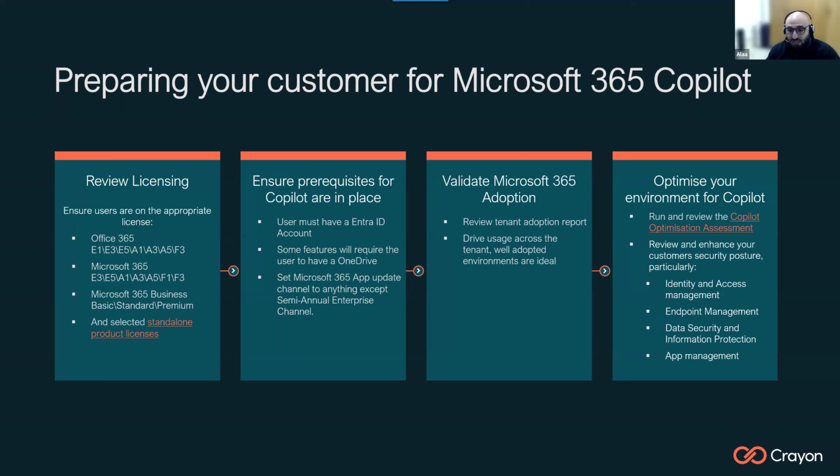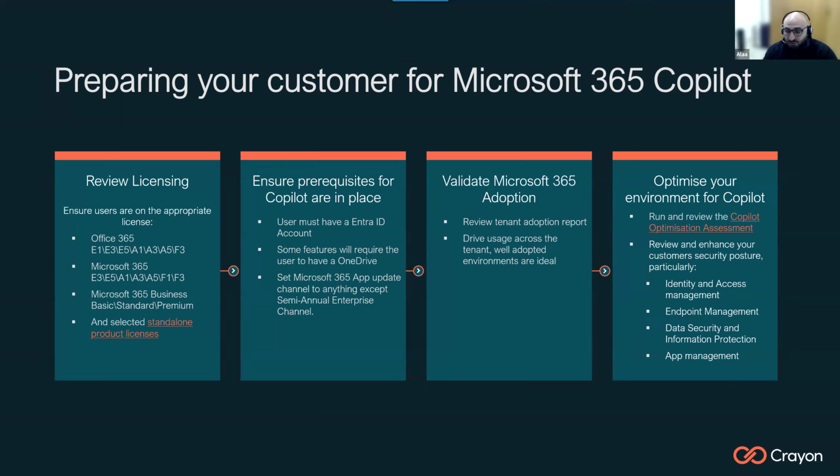Users must have an Entra ID account, formerly known as Azure Active Directory. Second, a OneDrive account. Some features within Microsoft 365 Copilot, such as saving and sharing files, require users to have a OneDrive account. For Copilot app integration into M365 apps, you need to make sure that it is updating under any channel that is not semi-annual. So it is recommended to use either Current Channel or Monthly Enterprise Channel for updates.